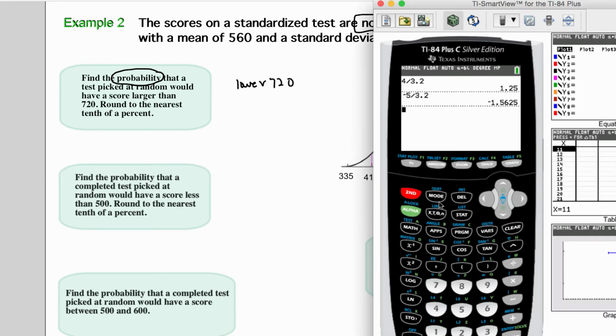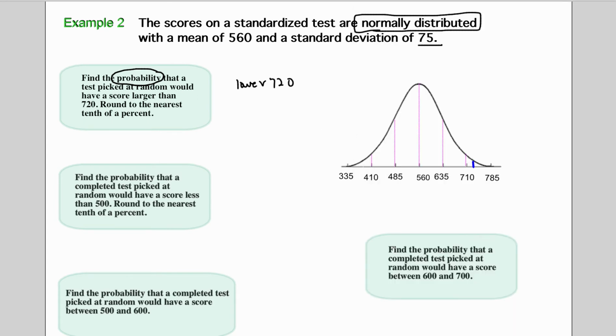Well, this is going back to my distribution. My lower bound is 720. My upper bound is a really large number. My average is 560, and my standard deviation is 75. Voila. Round to the nearest tenth of a percent. So if I move that decimal over 1, 2, it's 1.6%. So based on this, only 1.6% is the probability that somebody scored higher than a 720.